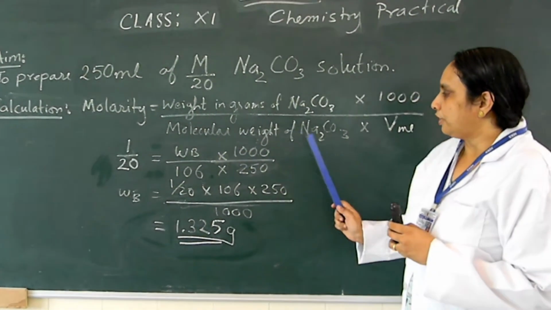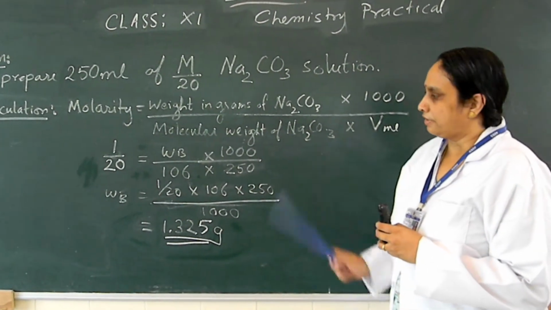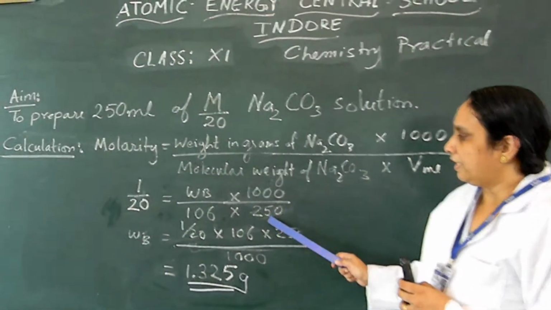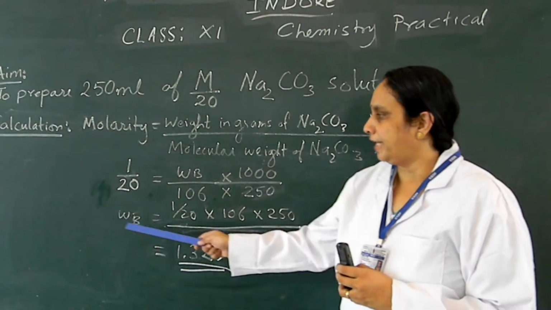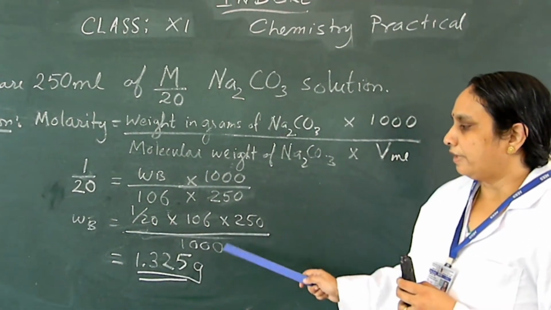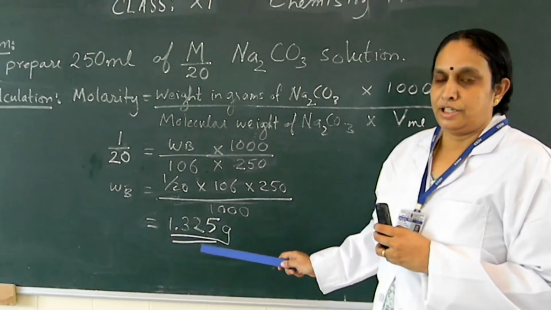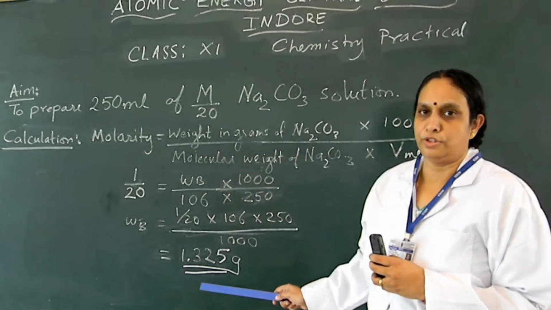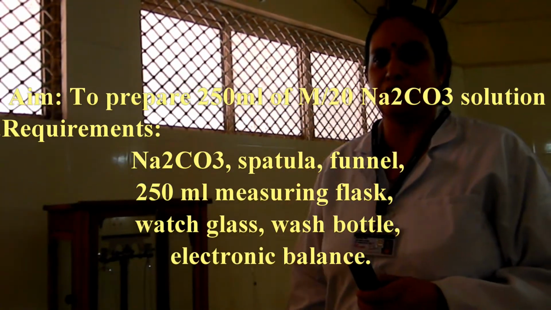The molecular weight of anhydrous Na2CO3 is 106 if you add up the weights of the elements, and we are going to make it in a 250 ml measuring flask. So we have 250 ml here, divided by 1000. Now we have to find out Wb. So we take Wb on this side and we can say 1/20 into 106 into 250 divided by 1000. That comes out to be 1.325 grams. Now the first step is weighing this amount of the solute, that is Na2CO3. Now we'll weigh the 1.325 grams of Na2CO3.